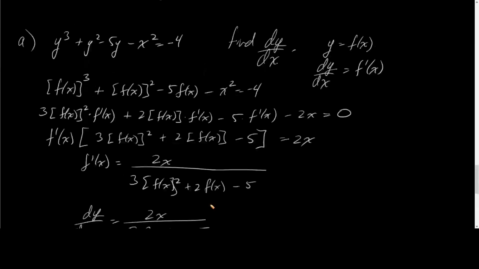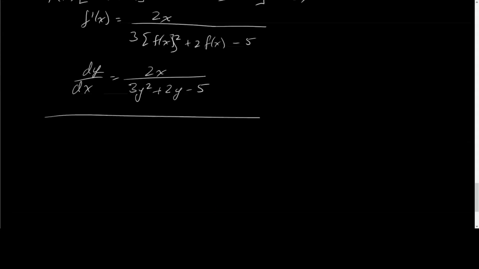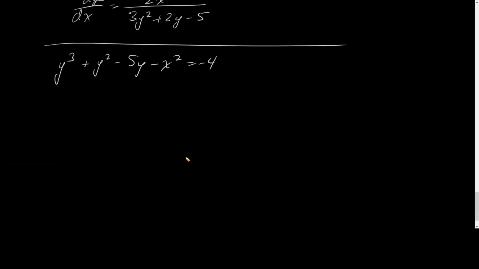But that's not really the process of how we normally would do this, all right? So let me show you how we would normally do this kind of problem where you're finding the derivative. So we have y cubed plus y squared minus 5y minus x squared is equal to -4. Let's go ahead and take the derivative here. I've got y cubed, the derivative, 3y squared. But now I need to multiply by the derivative of the inside because I'm treating y as a function of x. So 3y squared times dy dx plus the next one, the derivative of y squared, 2y.